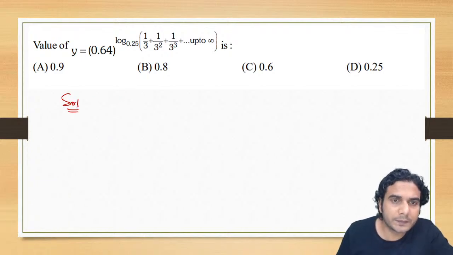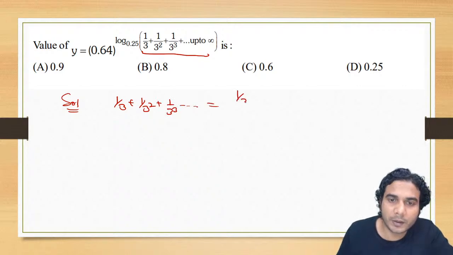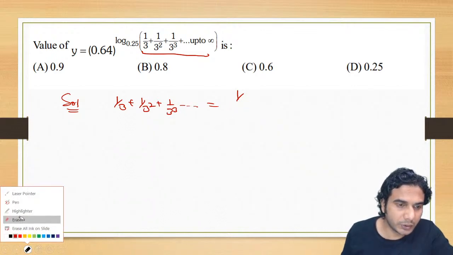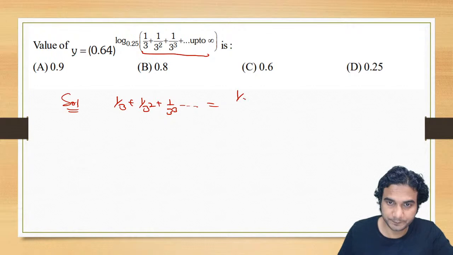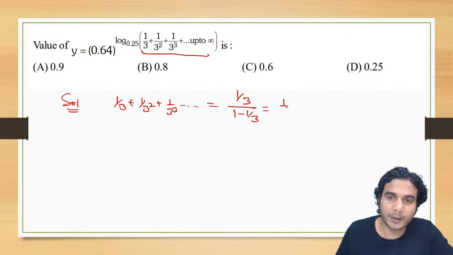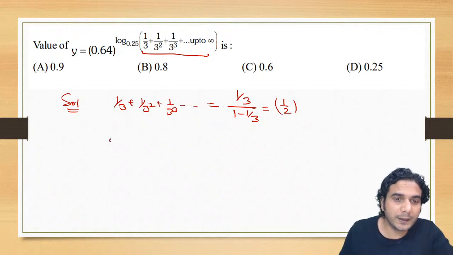So you can find the sum of this GP separately. So it is 1 by 3 plus 1 upon 3 square and 1 upon 3 cube, which is nothing but a GP where A is 1 by 3 and common ratio is also 1 by 3, upon 1 minus 1 by 3. So it is going to be 1 by 2. Then take log of 2 means 1 by 2, and 0.25 is basically 1 by 4.